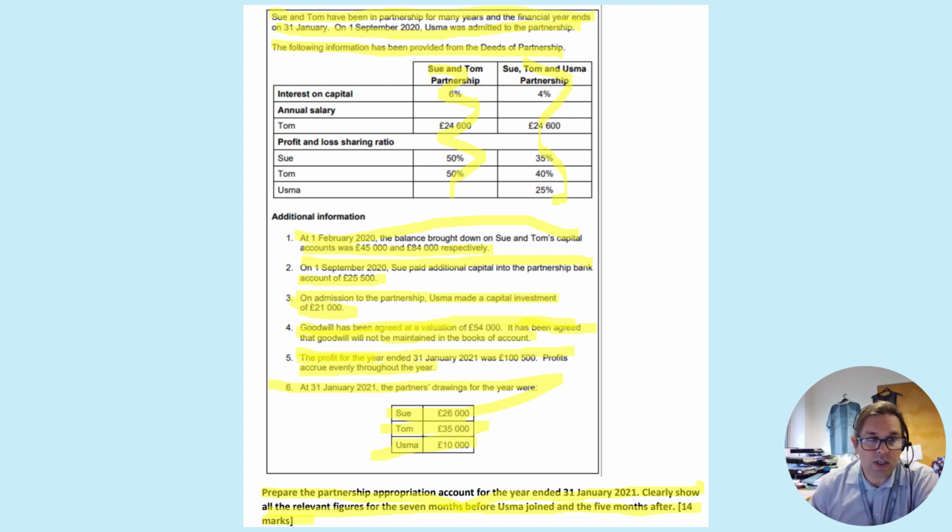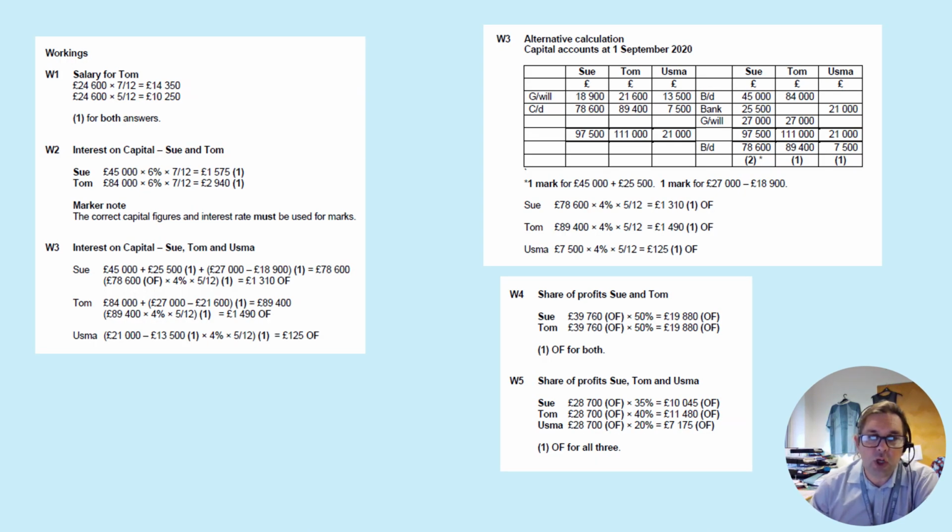Let's have a little look at the mark scheme. So I think if we look at how the figures are calculated first. So Tom had a salary of £24,600. Now that's for a year. So we've got to do 7/12 for the first part of the year, so £14,350, and 5/12 for the other, £10,250.